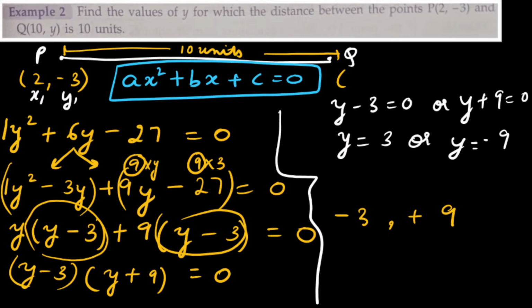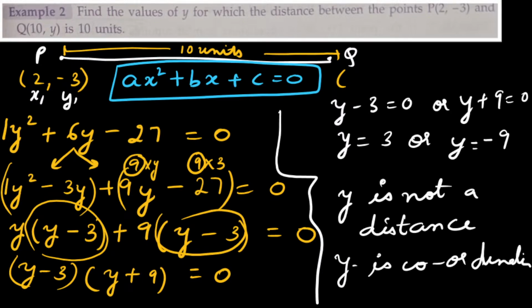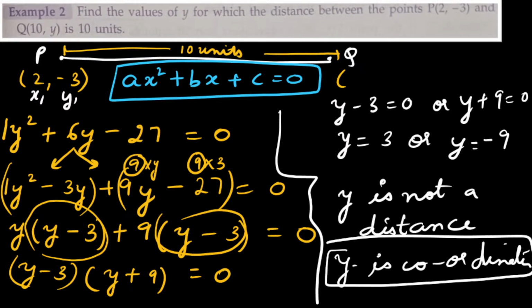Now here we are finding the value of y. I just want to make this trick very clear, as Madhusudan has commented also, distance cannot be negative. See, y is not a distance. What is y? y is a coordinate. And coordinates, you have learned, can be positive as well as negative. So here, because we are finding one of the coordinates, y, it can be positive as well as negative.